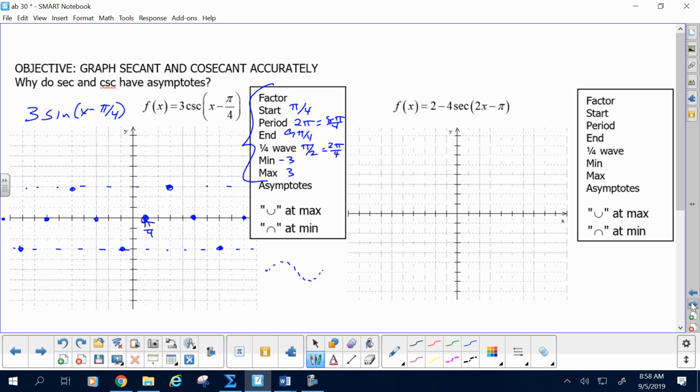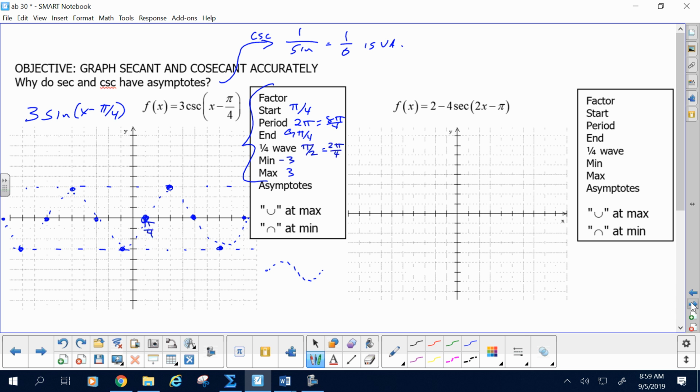Okay? Now, if you want to lightly dot that in, fine. If you want to leave that out, fine, but the objective is not to graph sine, it's to graph cosecant. So, we know that cosecant has asymptotes. Why do secant and cosecant have asymptotes? Because cosecant is 1 over sine, where sine is 0 in the denominator, you're going to have a problem.